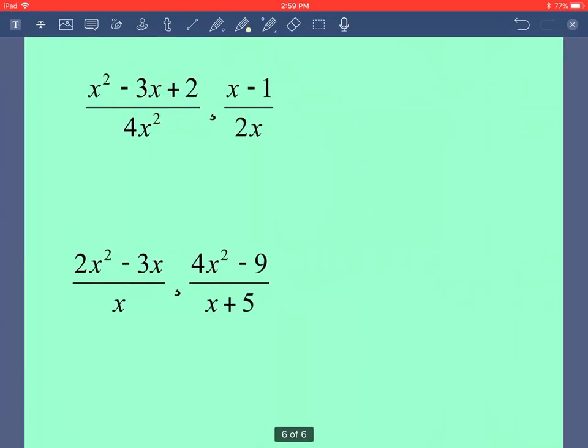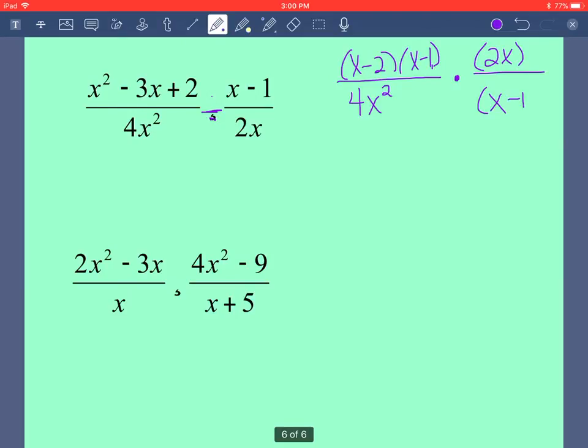All right, next one I have x squared minus 3x plus 2 over 4x squared. This should show divided by, these are being divided, by x minus 1 over 2x. So I'm going to factor everything, and as I factor everything, I'm going to be doing copy dot flip. So x squared minus 3x plus 2 factors to be x minus 2, x minus 1, over 4x squared. I can't do anything else with that. And I'm going to multiply it by the second fraction's reciprocal. So 2x is going on the top over x minus 1 in the denominator.